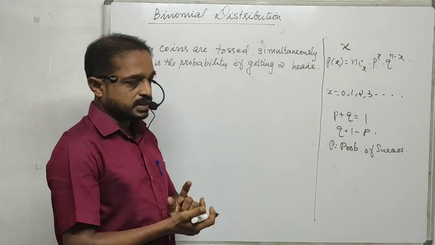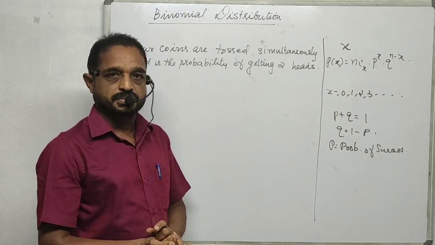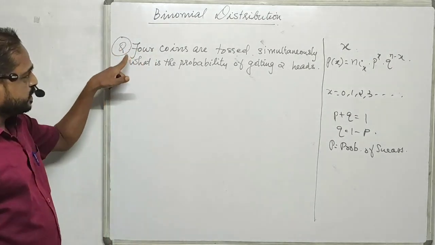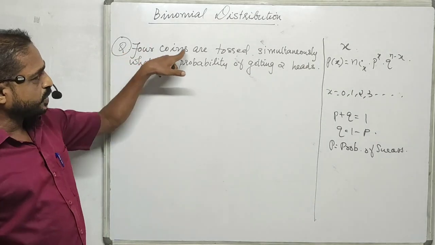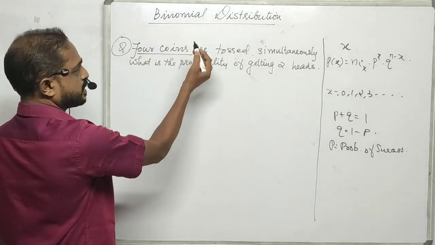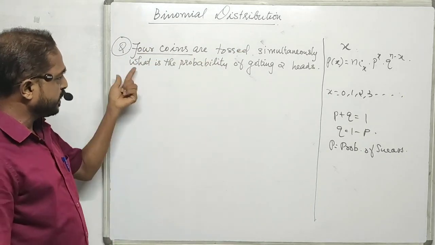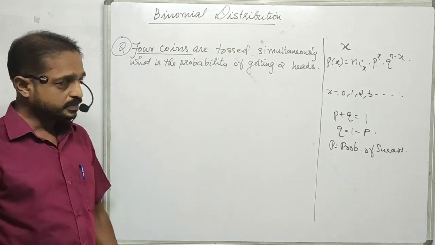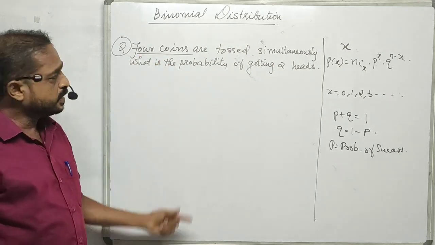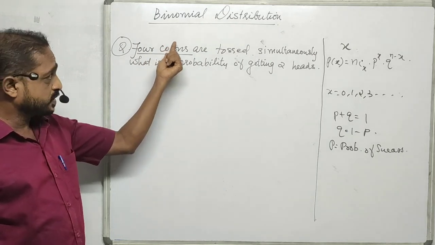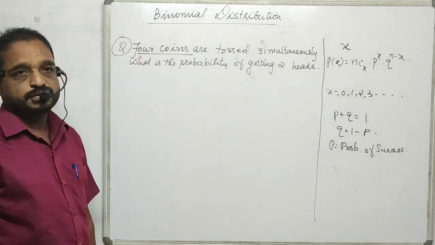Today let us discuss some problems based on binomial distribution. Let us go to the first problem. 4 coins are tossed simultaneously. Then what is the probability of getting 2 heads? How will you solve this problem? 4 coins are tossed simultaneously, so the number of coins is 4.